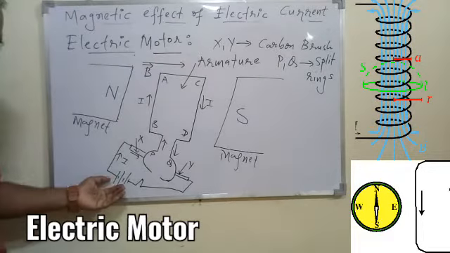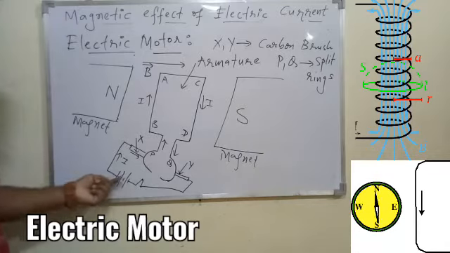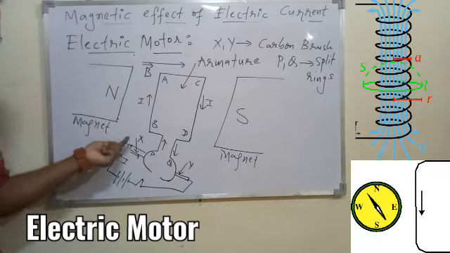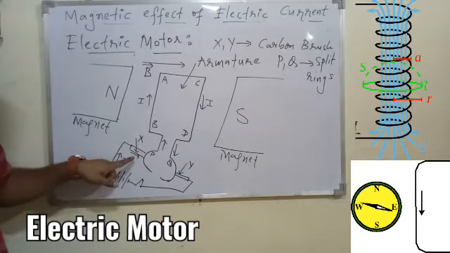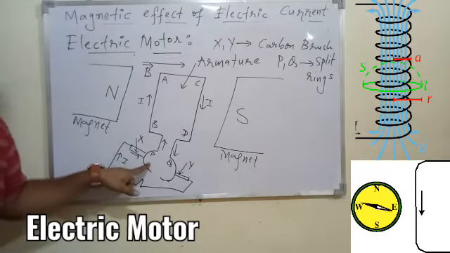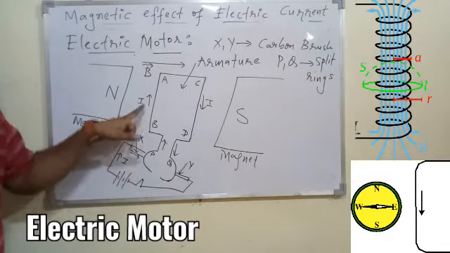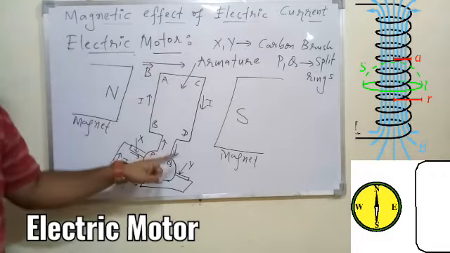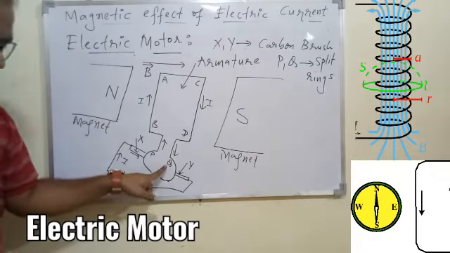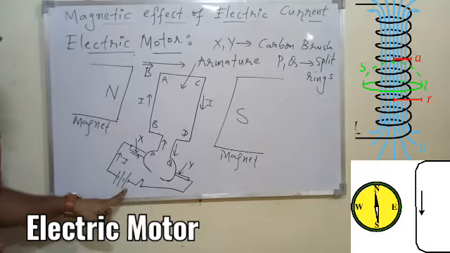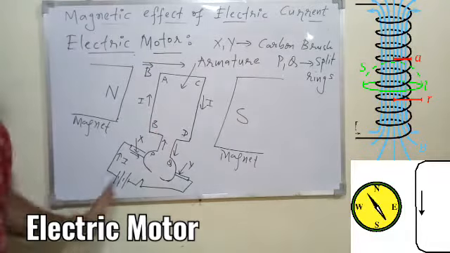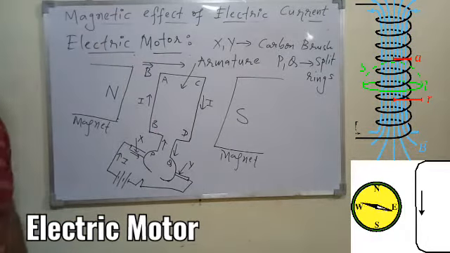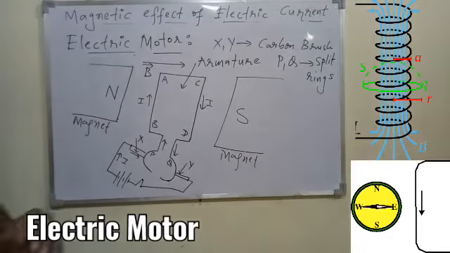I hope you understood. So once the switch is on, the electric current will start flowing from positive to negative, from the battery to the carbon brush to the split ring, and then it will finally go to the coil, and then it will come back to the other split ring and to the battery. That is how the electric current will flow in a particular direction. Now let's understand the working.